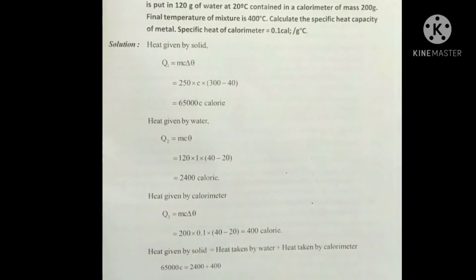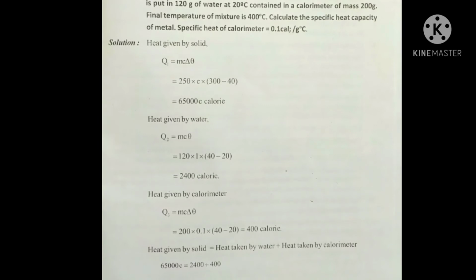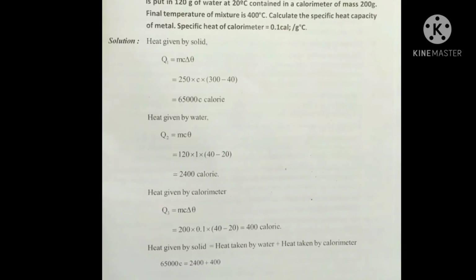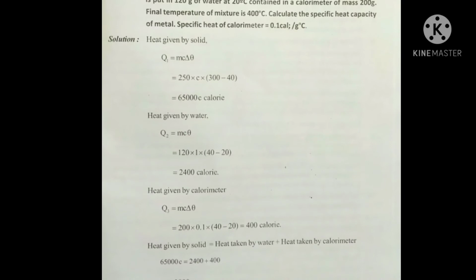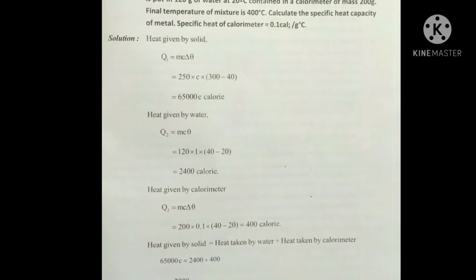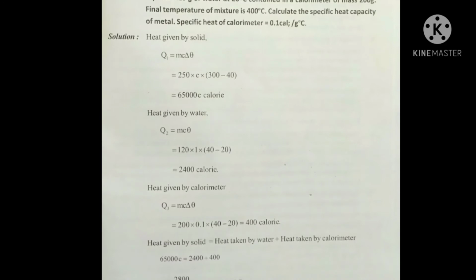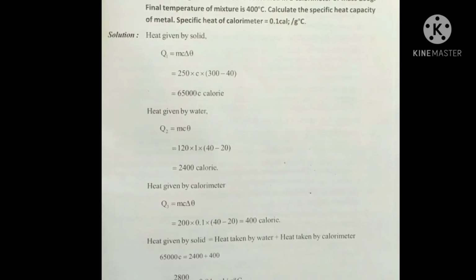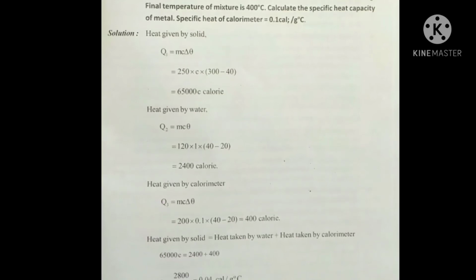Heat given by the calorimeter, Q3, is equal to m times c times the change in temperature. That is equal to the mass of the calorimeter, 200, into the specific heat of the calorimeter, 0.1 calories per gram degree centigrade, already given in our problem. So 0.1 into (40 minus 20), that is equal to 200 into 0.1 into 20. The result is 400 calories.